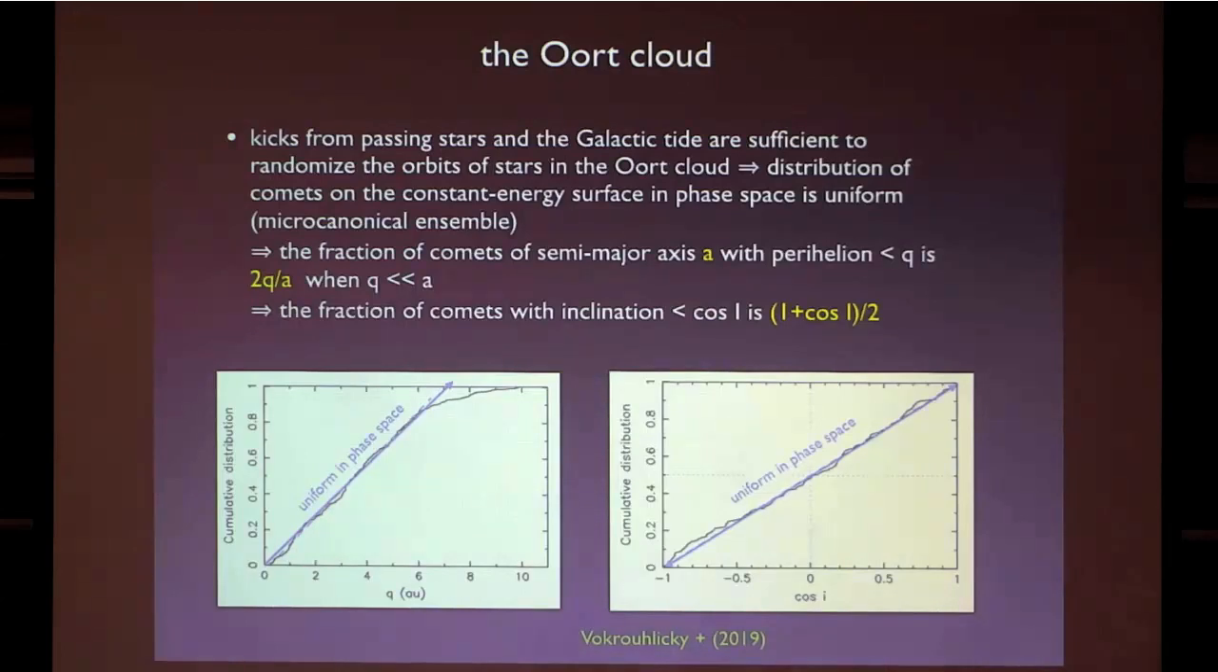Also, if you're uniform on the energy surface, you should be isotropically distributed, and so the fraction of comets with an inclination less than some value should be linear in the cosine of the inclination. That's the distribution of the inclinations, which is, again, very closely consistent with a uniform distribution on the energy surface.